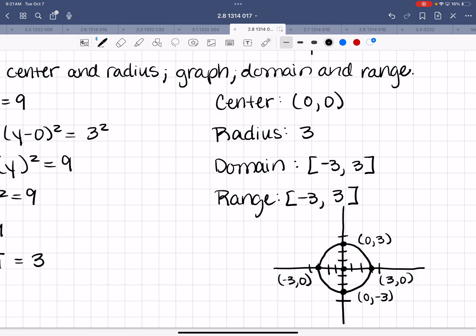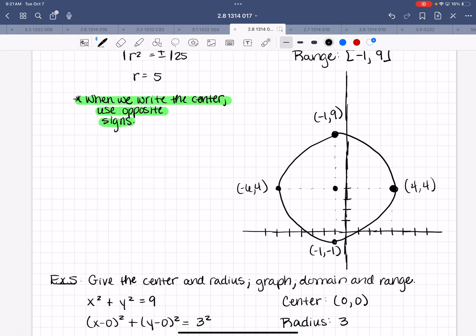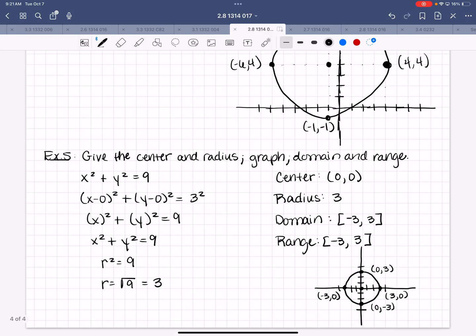Do we need to do, oh yeah, we've got to do 6. Example 6. Because I promised you that there would be questions where we went from general form to standard form, and what do we have to do? Complete the square. That's 6 and 7.